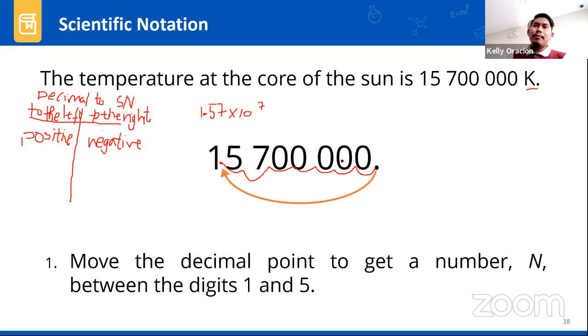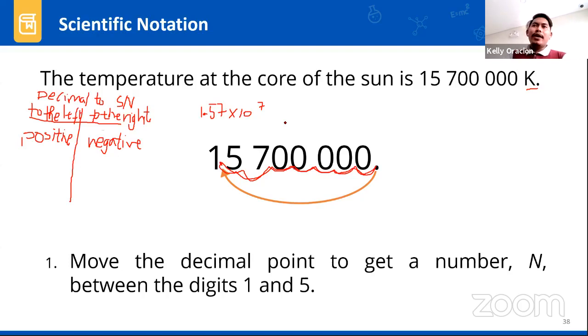Just like our first example here, we move how many places? 1, 2, 3, 4, 5, 6, 7. Stop here. That's 1.57 times 10 raised to 7. That's how you transform.